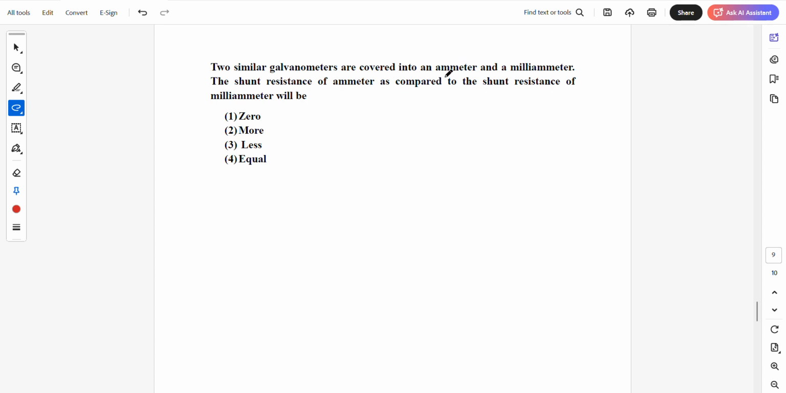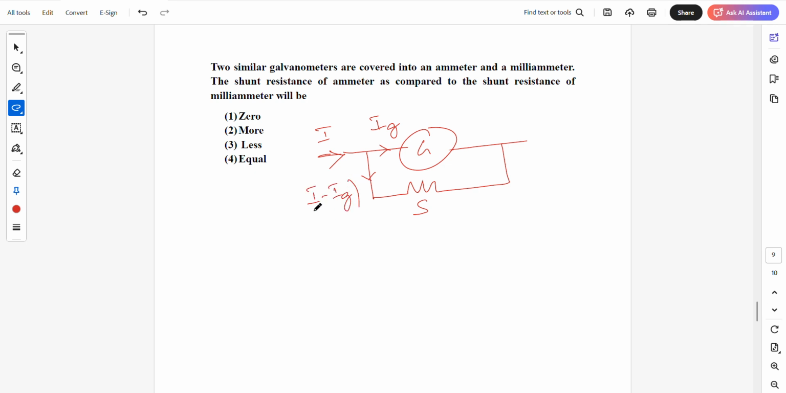Two similar galvanometers are converted into ammeter. We have seen this in the previous videos. To convert a galvanometer into an ammeter, you have to connect a shunt in parallel with the galvanometer. The current in the shunt is I minus Ig. Voltage is the same, so G into Ig equals S into I minus Ig. Here Ig is the galvanometer current, and I is the current to be measured.